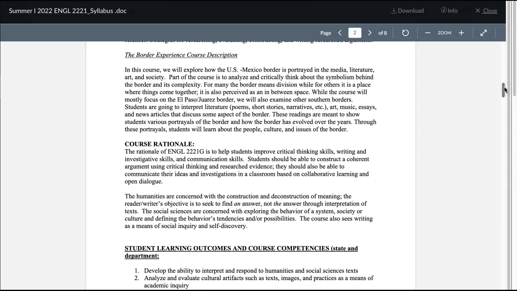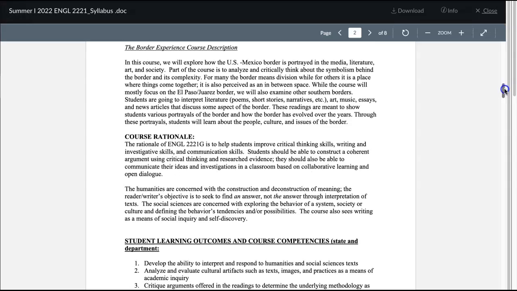and kind of gain a perspective of what it's like to live on the border, because the border culture is very unique, and I think a lot of people don't appreciate it because they don't understand it or because they're not familiar with it. So if you're from the border, you get it. If you're not from the border, hopefully this class can teach you a little bit about it and you can learn to appreciate the border culture.